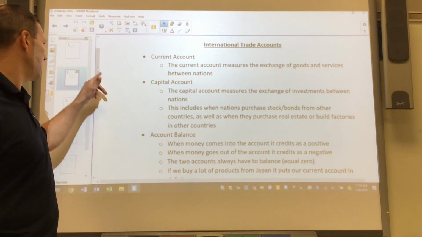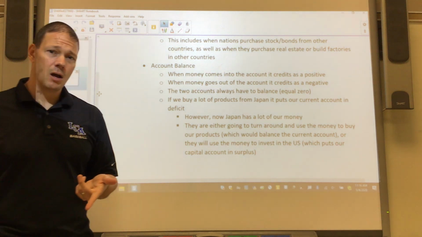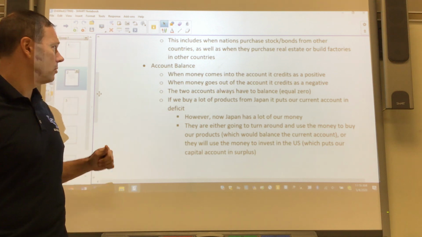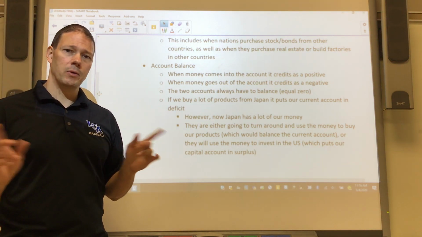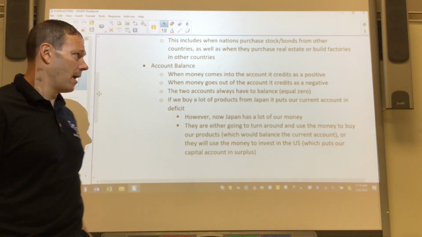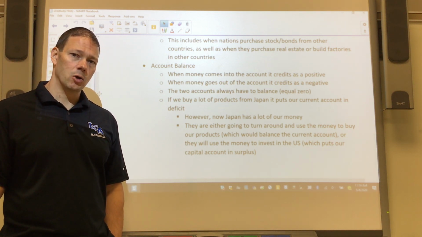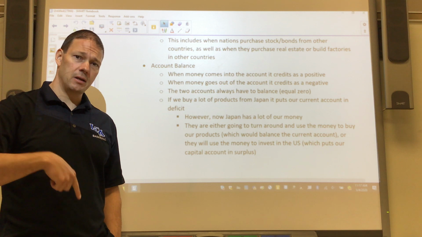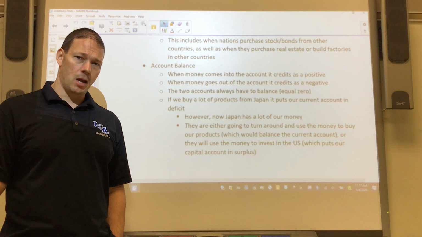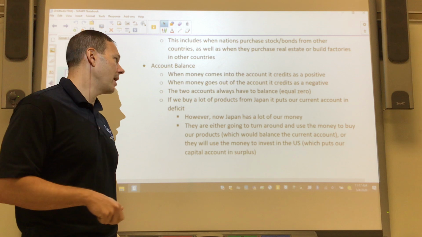So just to differentiate between those two, that's pretty simple. And then, of course, our golden rule, kind of like our T statements, balance sheets, and when we talk about banks, kind of a similar thing. The two accounts, when you put them together, they always have to balance. So here's how that works. When money comes into an account, it gets credited as a positive. So if we sell a good or a service, money comes in and that gets credited as a positive in our current account. If we sell another country an investment, stock or a bond or something like that, money comes into our capital account and that goes down as a positive.